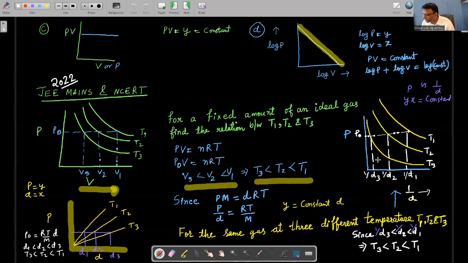Now this is the question asked in JEE Mains. In JEE Mains, they have asked this question, so let us discuss it. They have drawn a graph of pressure versus 1 upon density.